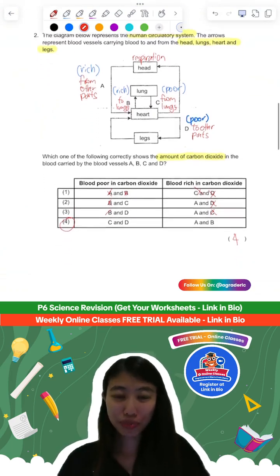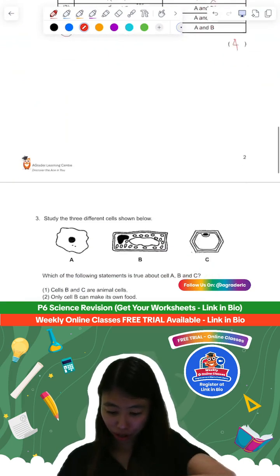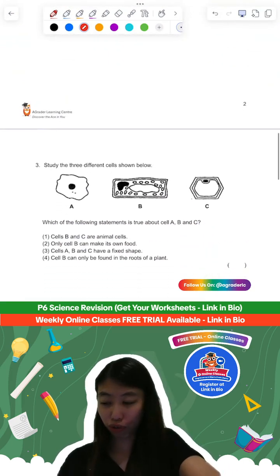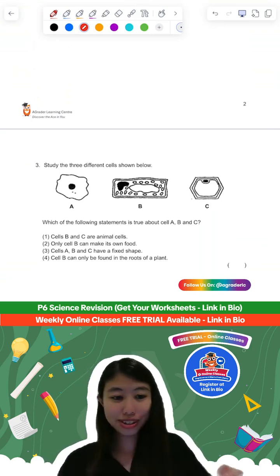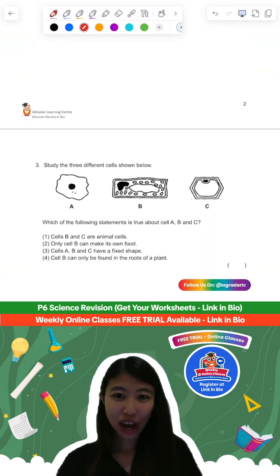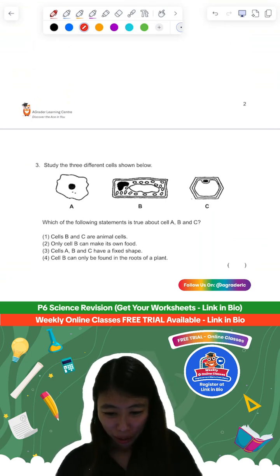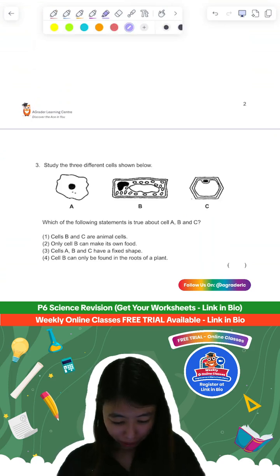Let me move on to question 3. Question 3, a very straightforward question. Study the 3 different cells shown below. Which one of the following about cells A, B, C is actually true?